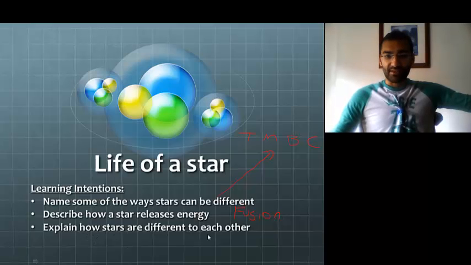And explain how the stars can be different to each other. That just means going into more detail on these ones here. What do we mean by temperature? What is the range for the temperature? What do we mean by mass? And how does that relate to the life cycle of a star? Brightness, you need to explain about apparent magnitude and absolute magnitude. So this is more an in-depth explanation.